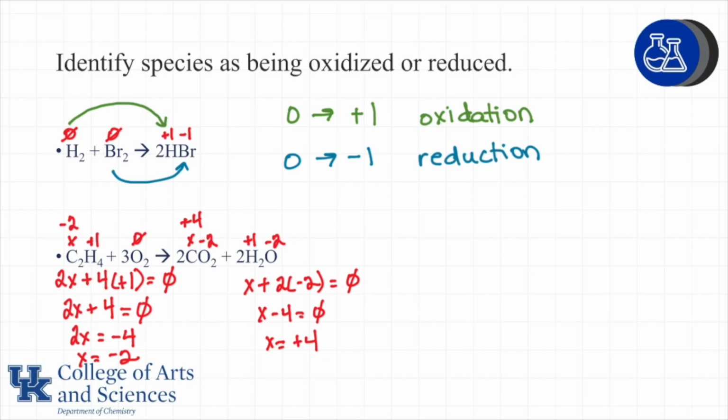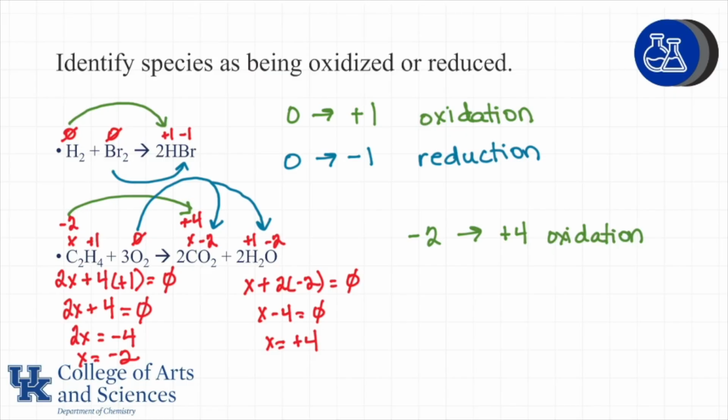And now we can look at what change is happening in this reaction. If I look at carbon, it goes from -2 to +4. Therefore, it's undergoing oxidation. It's losing electrons. Oxygen goes from 0 to -2, and it doesn't matter that it's oxygen in two different places. What matters is it's oxygen 0 in the reactants, and then -2 in the products. From 0 to -2, and that's a reduction because we see a decrease in the oxidation number.